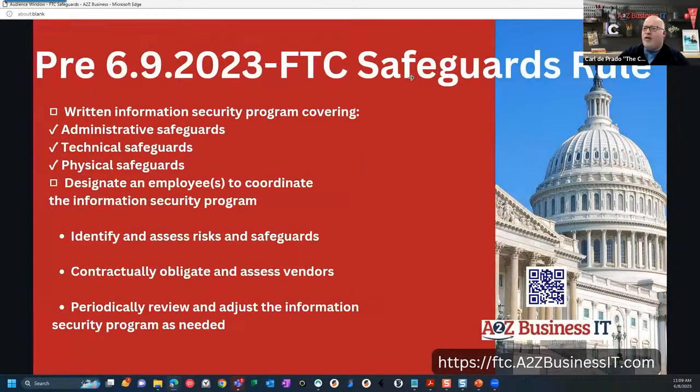We said before that this was the new one, so there was an old one. There's a current one as of today, which will be expiring at 11:59 and 59 seconds tonight. Businesses that fell under this had to have a written information security program, which had administrative, technical, and physical safeguards. You needed to have a designated employee or employees to coordinate what they called an information security program. You identified and assessed risks and created protections around them. You needed to assess your vendors every once in a while. You'd have to do a periodic review of your program, and you needed to adjust your program accordingly.